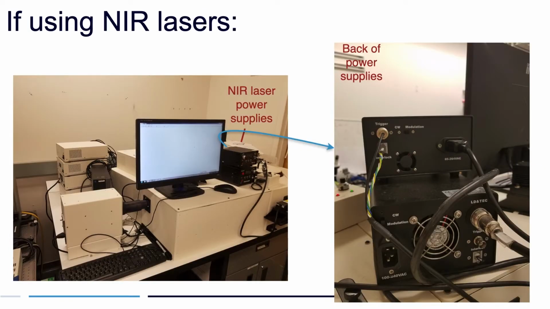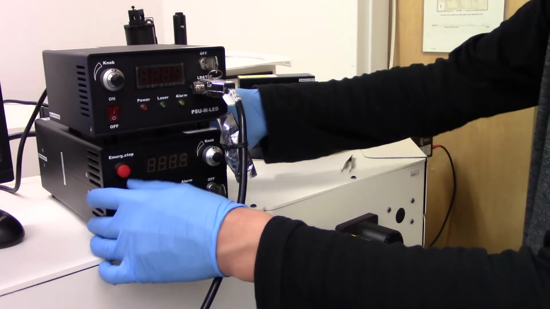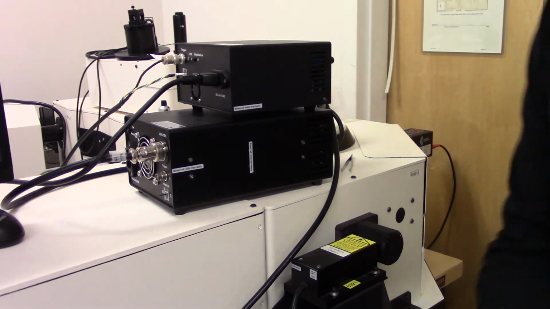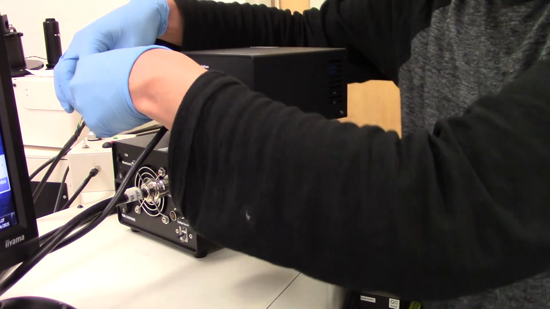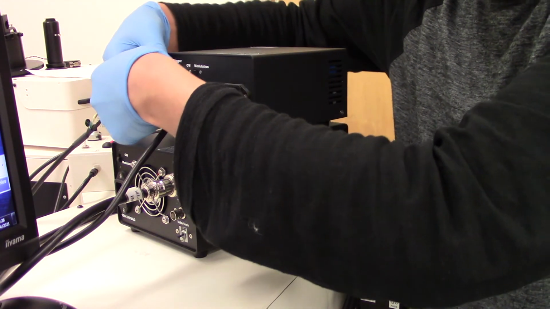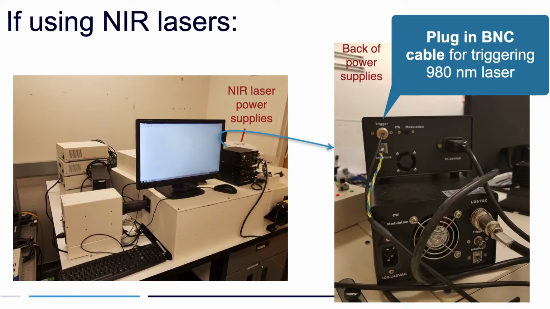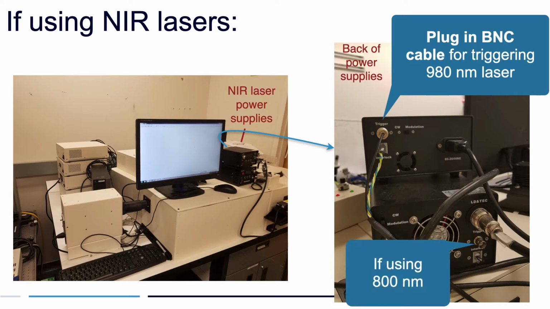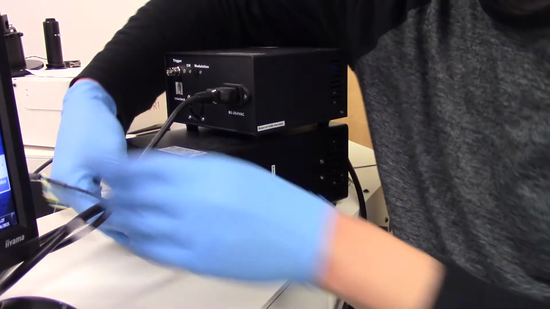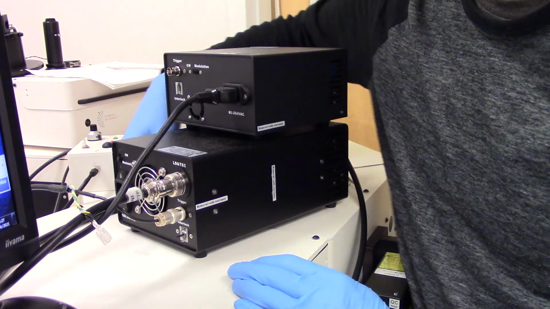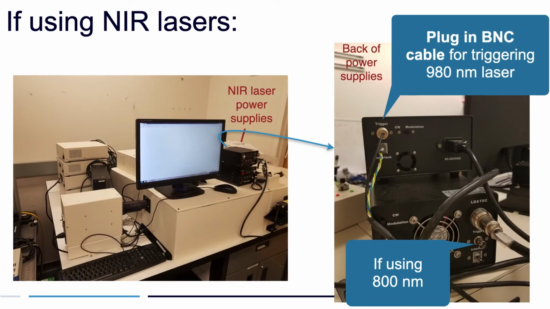If you're using the near-infrared lasers, then you want to check the back of the power supplies to make sure the electrical connections are connected correctly. First, you want to plug in the BNC cable for triggering the laser, so the 980 nanometer laser is on top and the 800 nanometer laser is on the bottom. If this trigger is not connected properly, then the lasers will not pulse when you operate them for lifetime measurements.